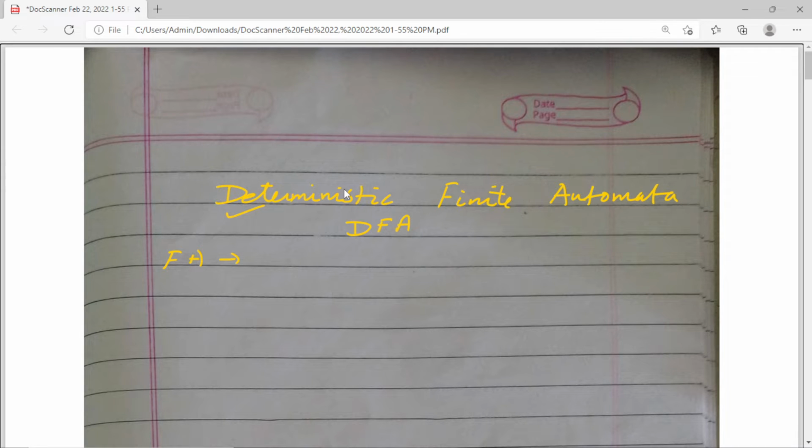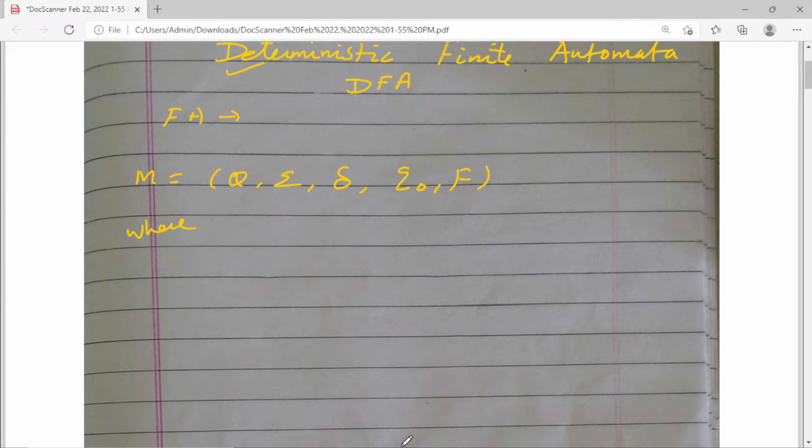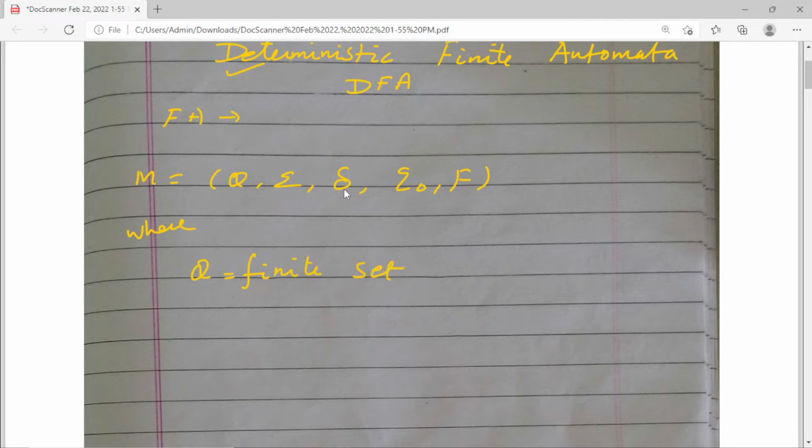A deterministic finite automata is denoted by a five tuple Q, sigma, delta, Q naught, F. Now here, Q is the set of states, that is a finite set of states. Next, sigma is a finite set of symbols.